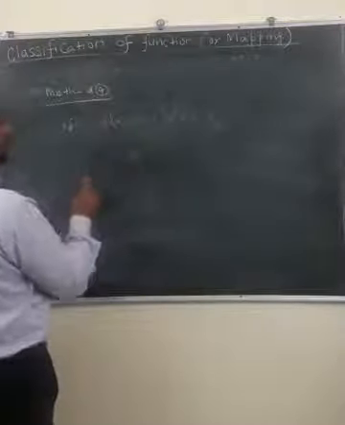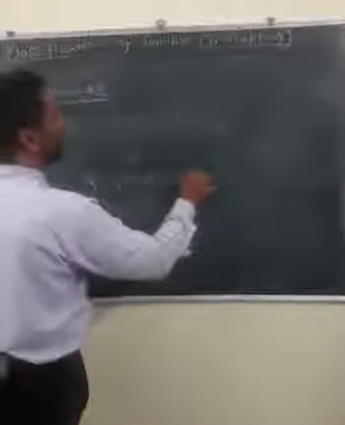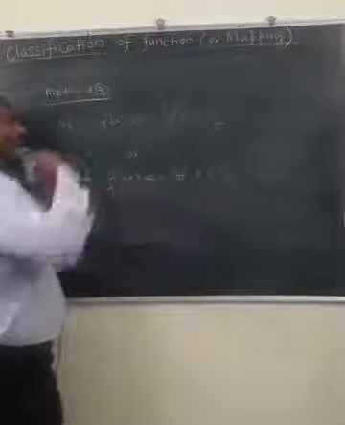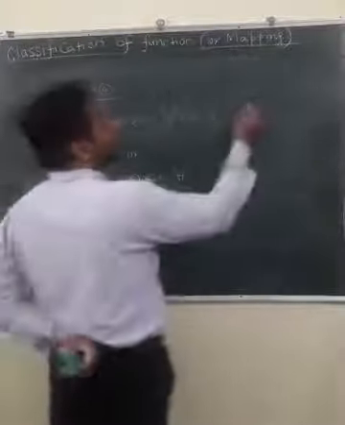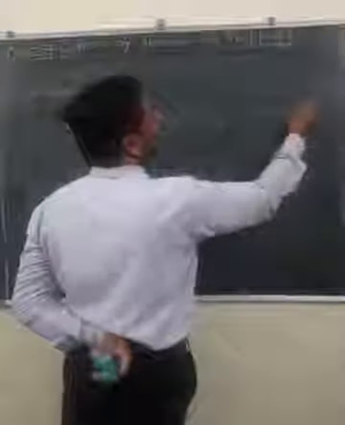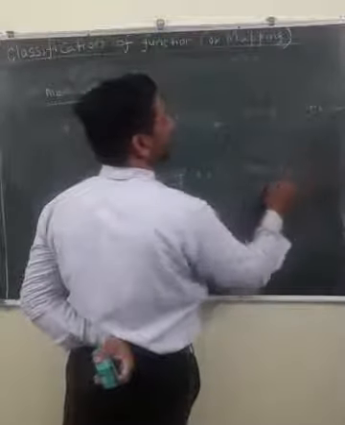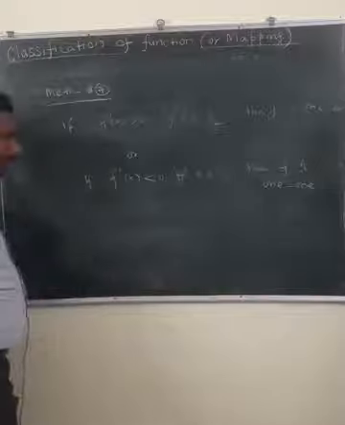Or if f'(x) is less than 0 for all x belonging to the domain, f' may be less than 0, but for the entire domain. That means in the entire domain, the sign of f' remains the same. Then the function is one-one. In both cases, the function will be one-one. But if the sign of f' changes inside the domain, then the function will be many-one.